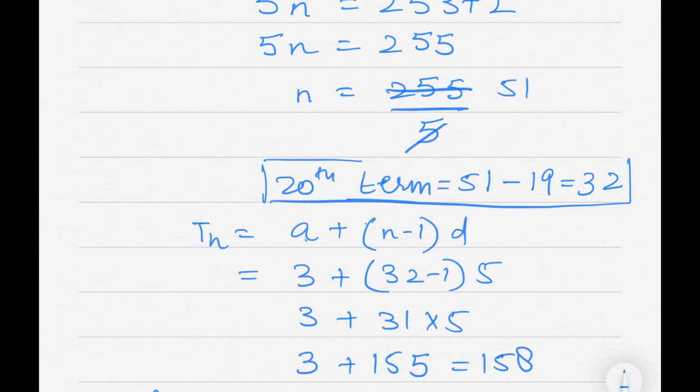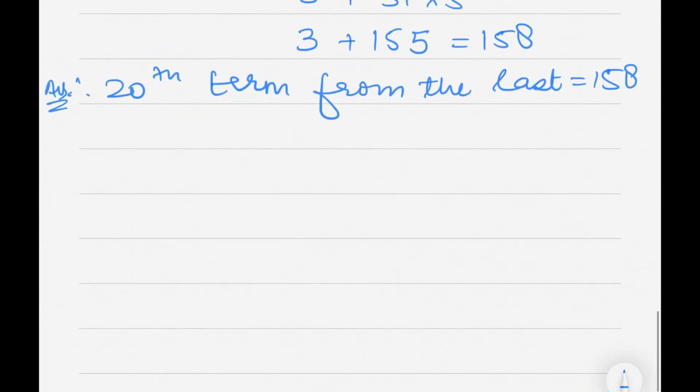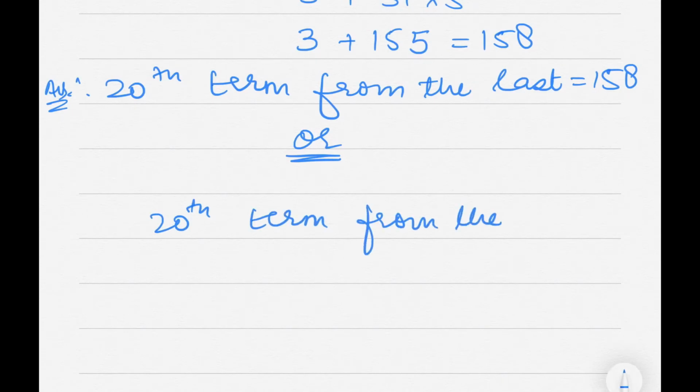20th we have to find out, so we won't subtract that. So this is a chance of making mistakes, so you have to be careful at this point. Or we can do it in another way also, so different ways. They are saying 20th term from the last, 20th term from the last.